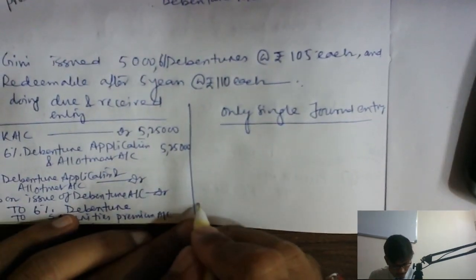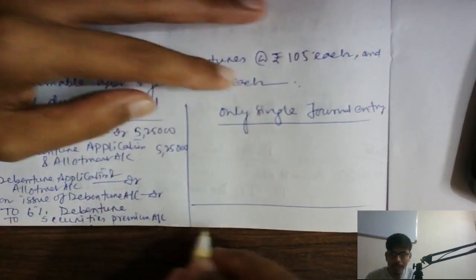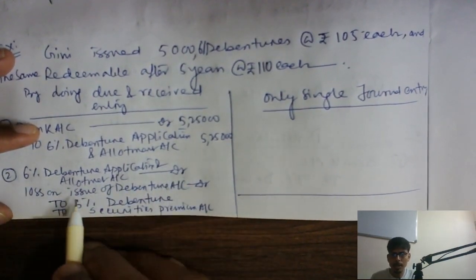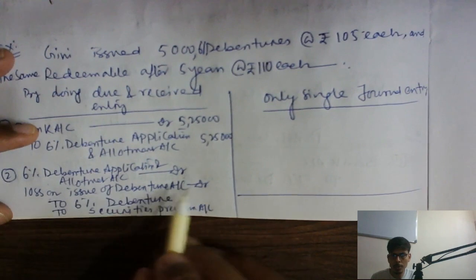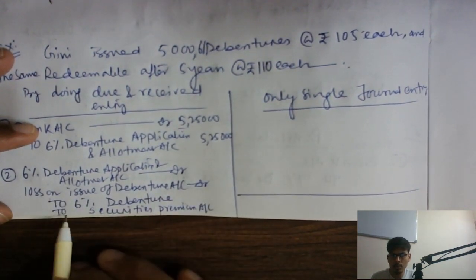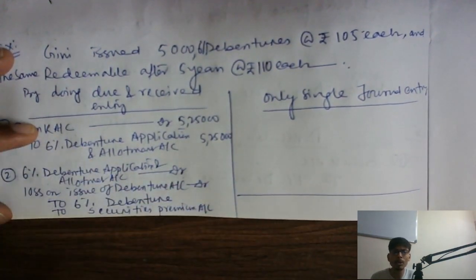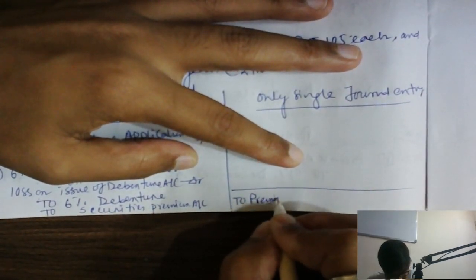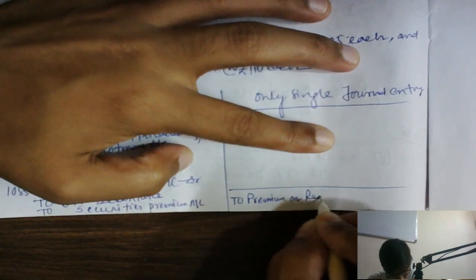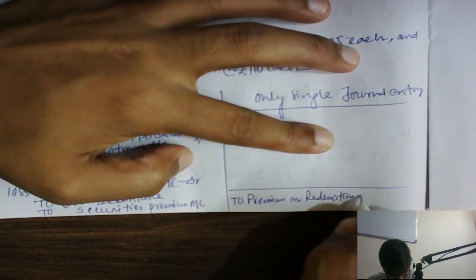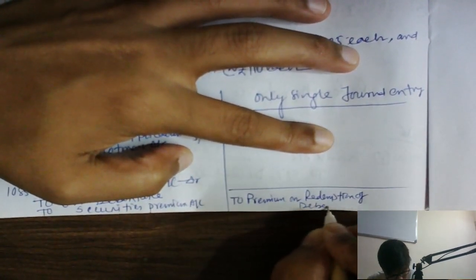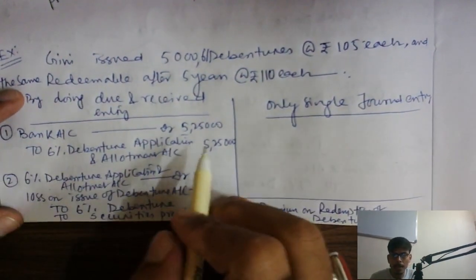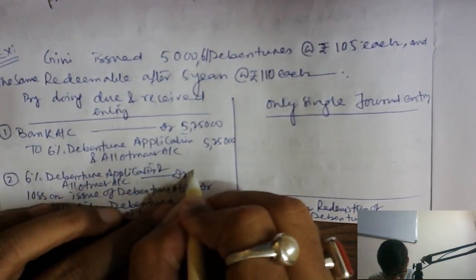Okay, I am making it in this way. You can write here: 6% debenture application allotment account debit, loss on issue of debenture account debit, to 6% debenture, to securities premium, and only one thing is left, the premium on redemption of debenture. To premium on redemption of debenture account. Now see, the amount will be 5,25,000.